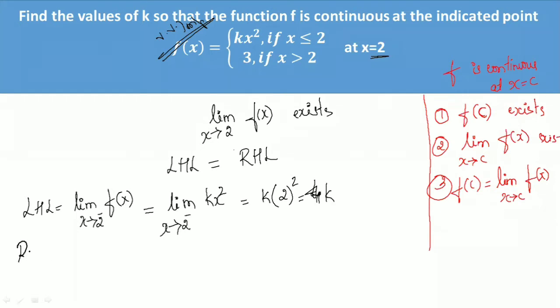Now find the right hand limit. The right hand limit is the limit of f of x as x tends to 2 from the right. When you say from the right, the value is greater than 2.